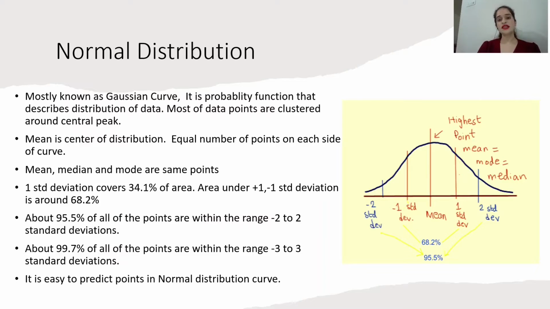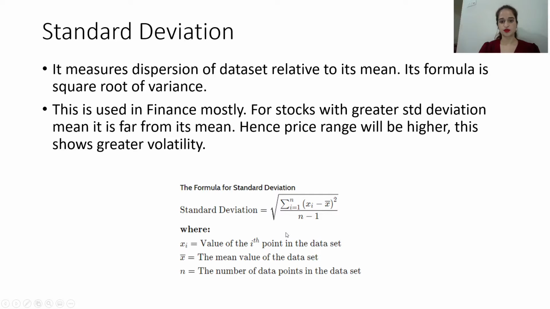Next I'll tell you what standard deviation is, before I tell you the rules we have in normal distribution. Standard deviation is the dispersion of a data set relative to its mean. Its formula says square root of variance. So this is how its formula looks like. This is the square root of, and the inner part is variance.